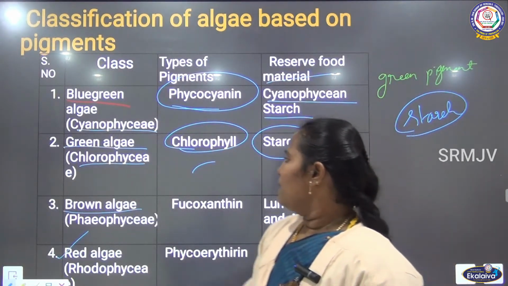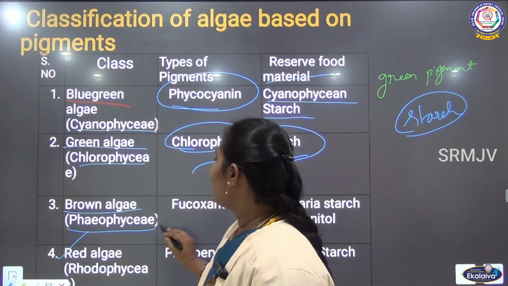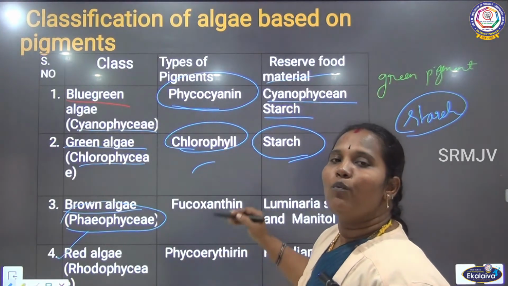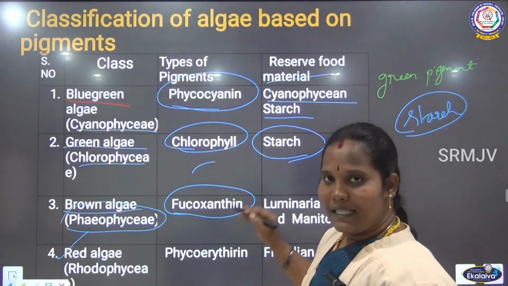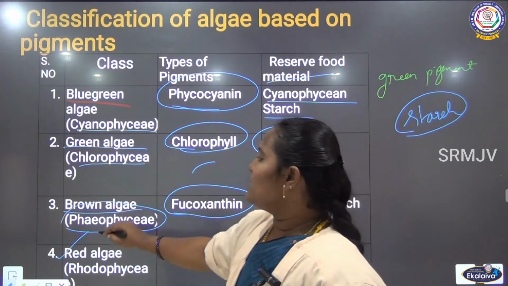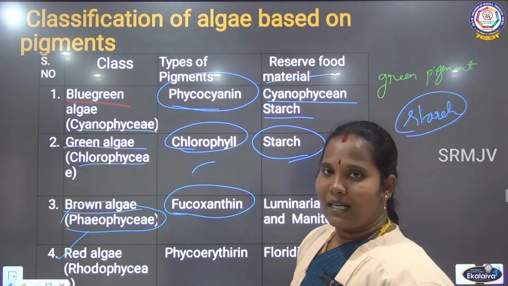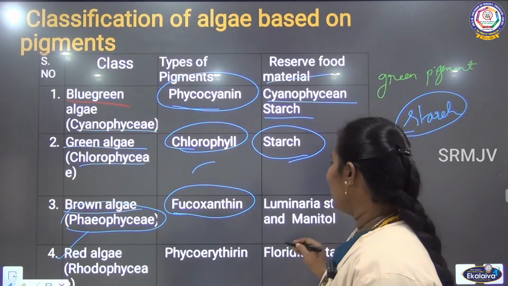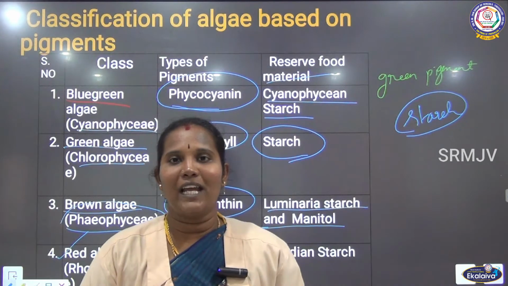Clear? Next one is the brown algae. Brown algae look brown in color. The example is Phaeophyceae. Okay. What pigment is present there instead of chlorophyll? Fucoxanthin. This pigment is present instead of chlorophyll. That is the reason they look brown: instead of chlorophyll they have fucoxanthin. What is their food material? Laminaria starch and mannitol.